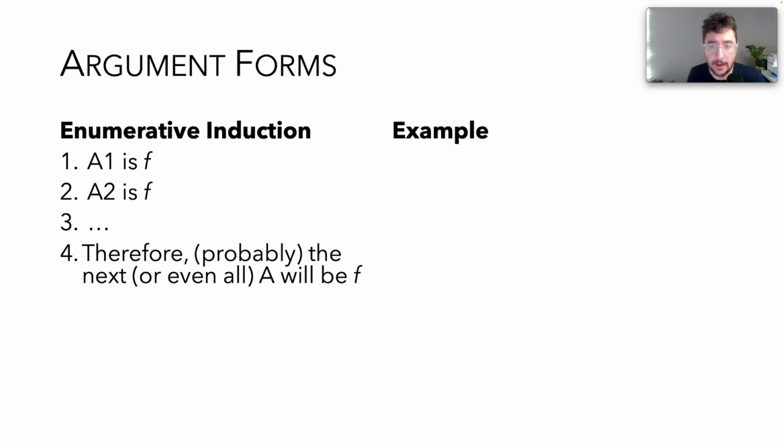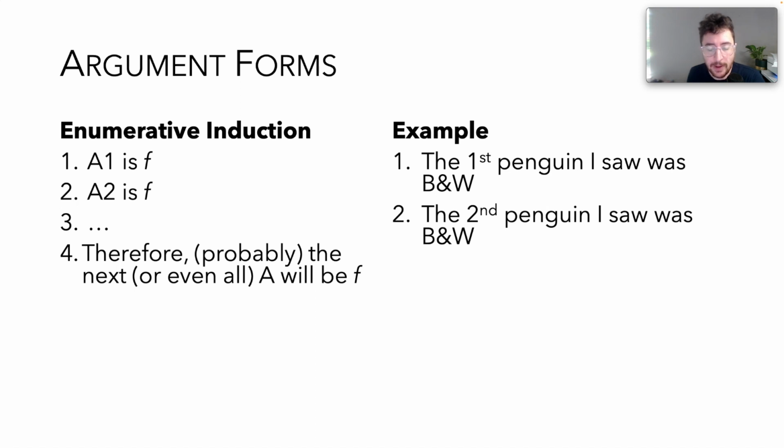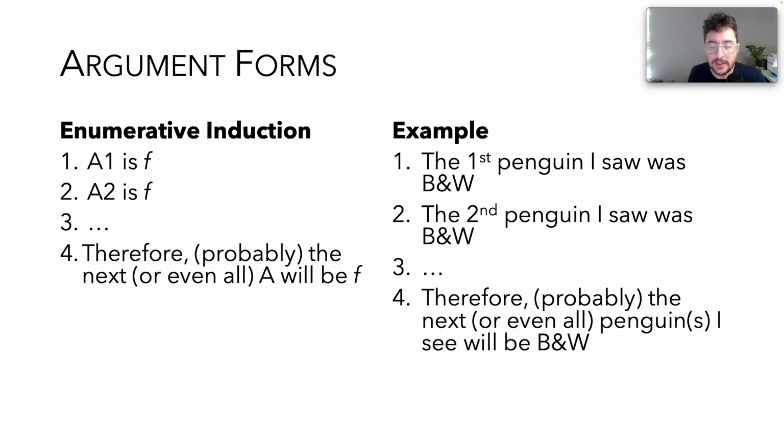Let me give you an example. The first penguin I saw was black and white. The second penguin I saw was black and white. The third penguin, the fourth penguin, the fifth penguin, etc. The list gets bigger and bigger, until finally I've seen enough and I conclude, well, probably the next penguin I see, or maybe even all penguins, are black and white.